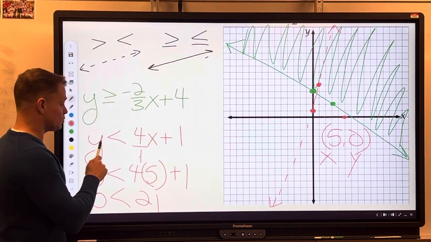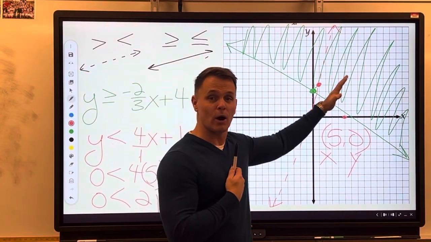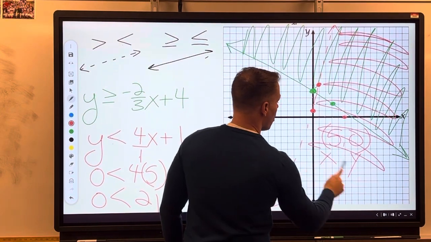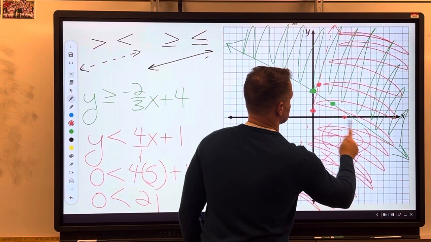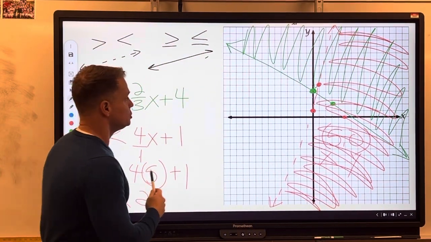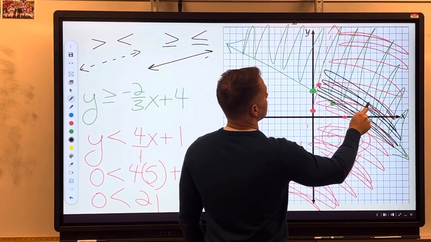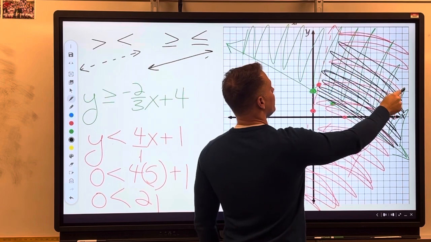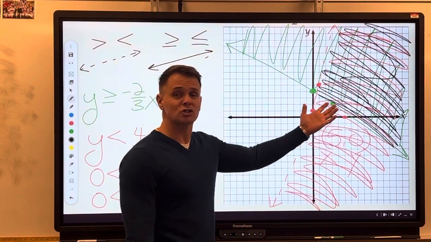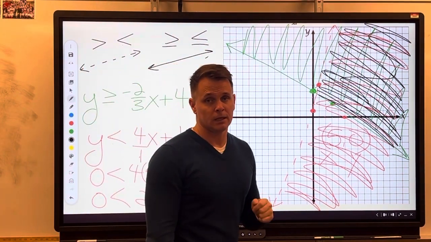But also it says y is less than. I can see that less than is down here. So I'm going to shade below the graph. Now, where does the green and the red overlap? You can see that region is right here. And what that means is all of these points right here that I'm shading black, they are solutions to both the red and the green.